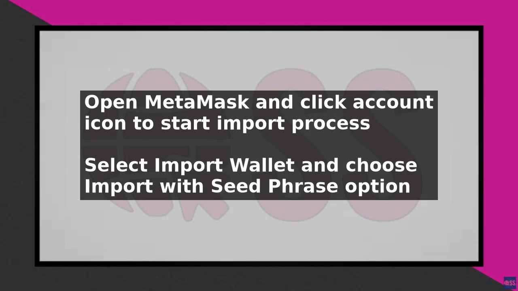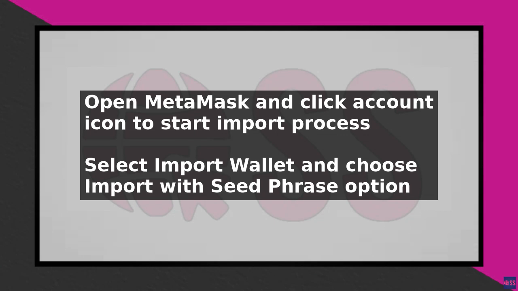To import a MetaMask wallet using a seed phrase, you will need to have the seed phrase and access to the MetaMask extension or mobile app. Start by opening MetaMask and clicking on the account icon in the top right corner. Then select Import Wallet. Choose the Import with Seed Phrase option and enter your seed phrase in the correct order, separating each word with a space.